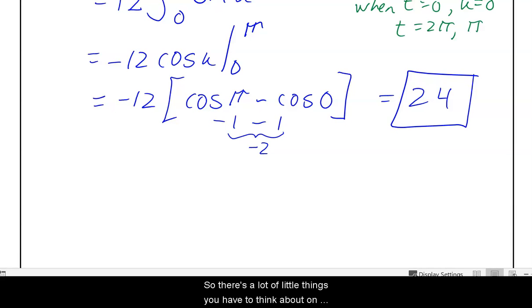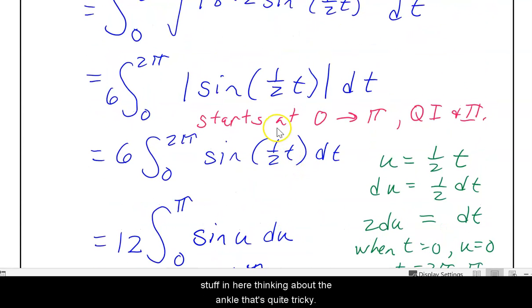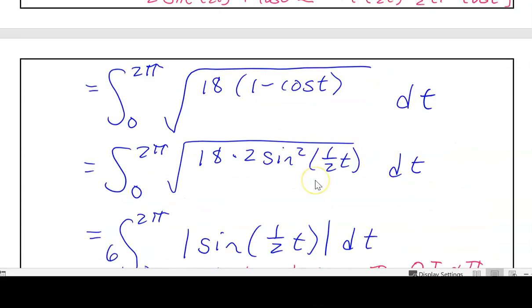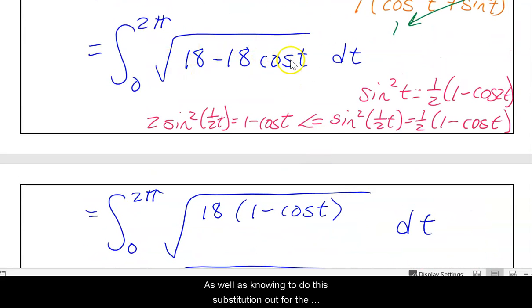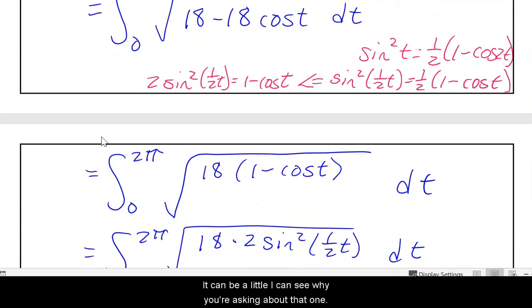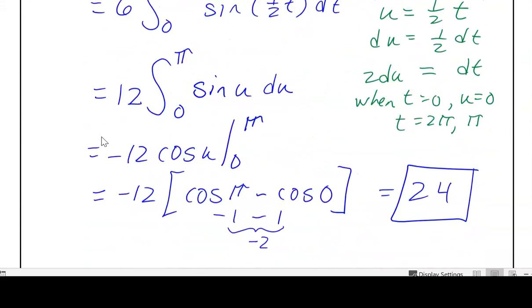So there are a lot of little things you have to think about on this one. It's a little bit tricky thinking about all the different parts of it. There's quite a bit of tricky stuff in here. Thinking about the angle, that's quite tricky, as well as knowing to do this substitution out for the double angle formula in this format. That's also rather tricky. So I can see why you're asking about that one.